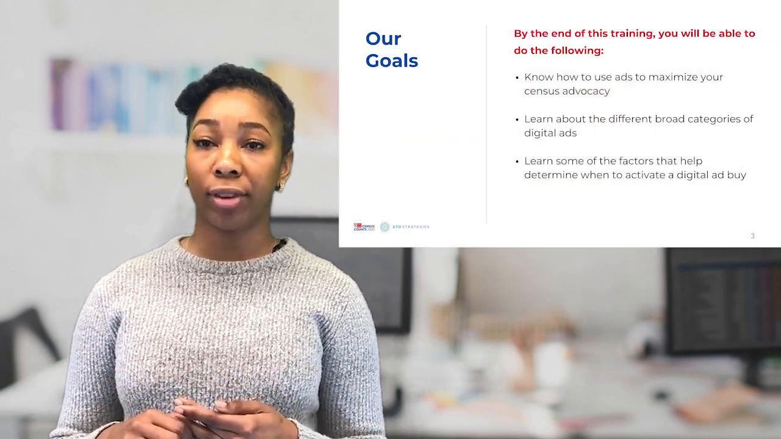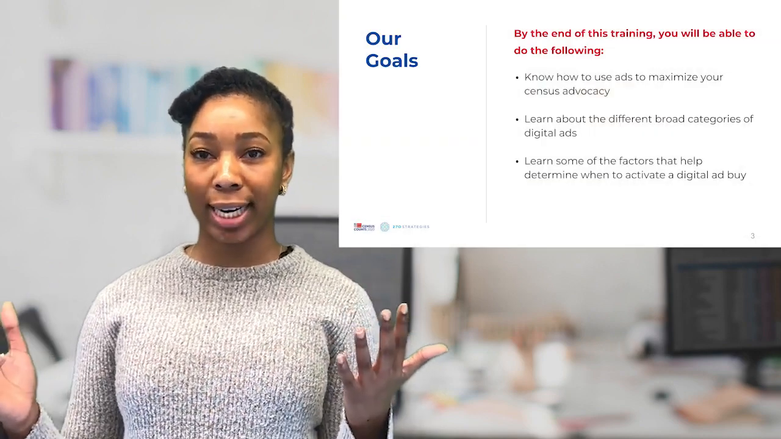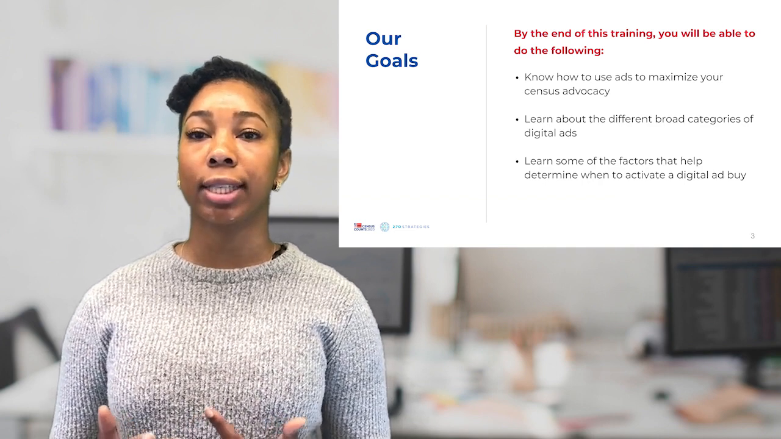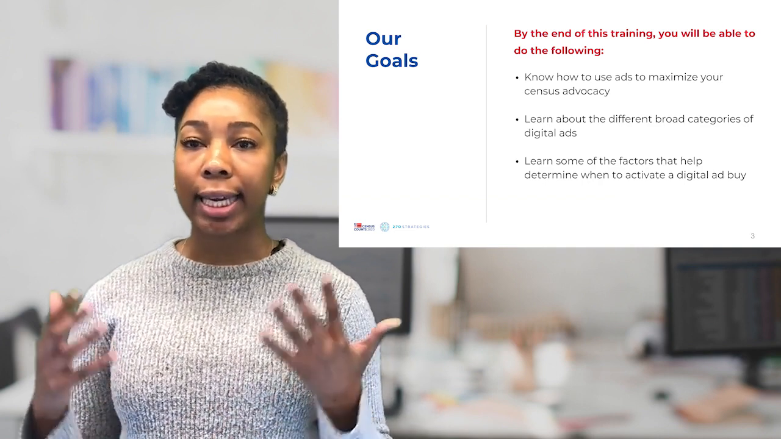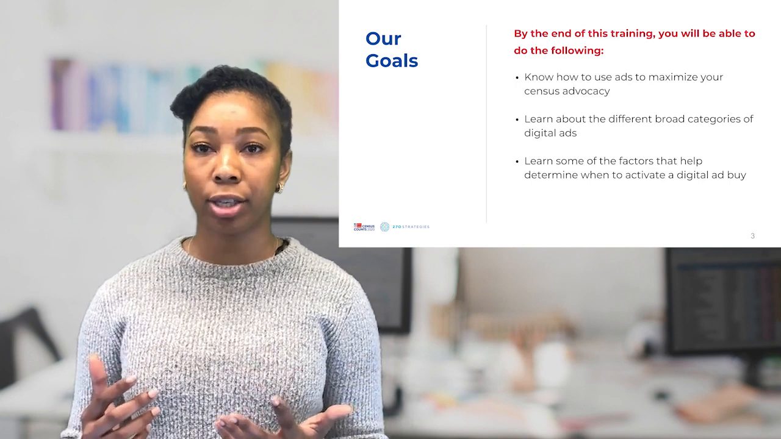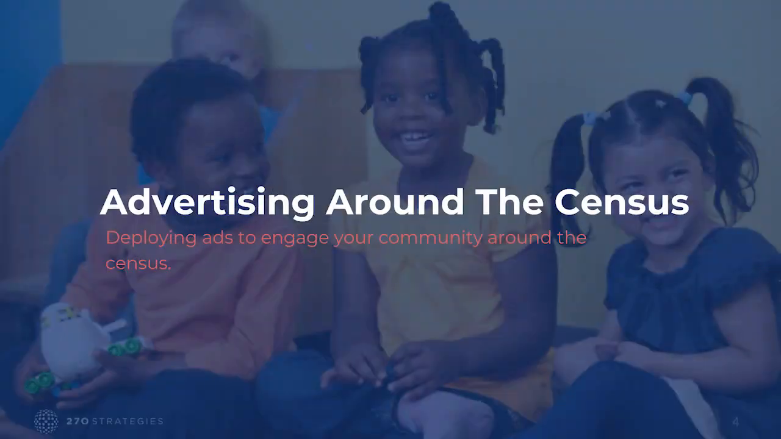The primary goal of this video is to help you develop a better understanding of how to use digital ads for your census advocacy. It's about learning the key categories of ads and the factors you need to determine when activating a digital buy. Historically, the Census Bureau has undercounted people of color, urban and rural low-income households, and young children at disproportionate rates. When people are undercounted, it prevents these communities from having equal political representation and access to public and oftentimes private resources. Digital advertising will play a key role throughout the entire census timeline.